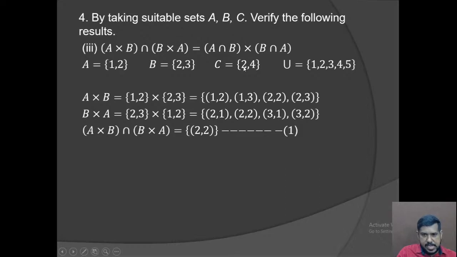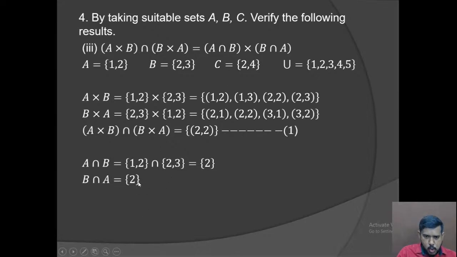Now we'll go to the left hand side, A intersection B. So this is the A set, this is the B set. From both the sets you have to take and write the common element. So the A set is written, intersection the B set is written. So 2 is the only common element, so that is written here. Then B intersection A: you know that A intersection B and B intersection A are both the same. So here also the answer is 2.